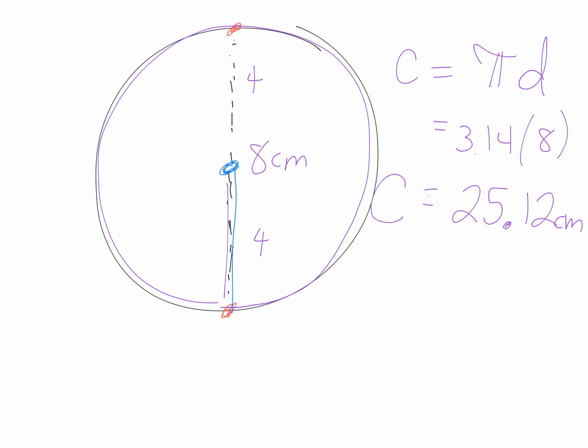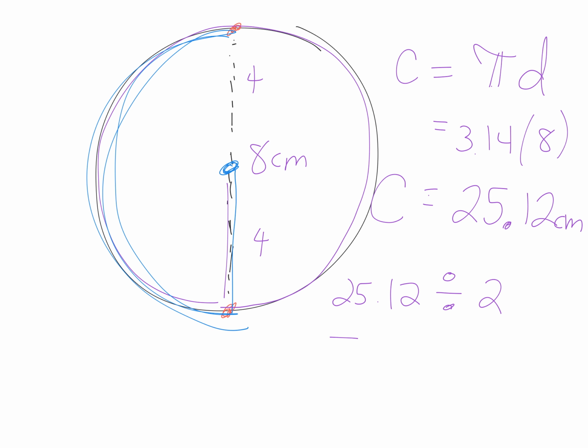But in the diagram, they only included half. How do you find half of something? Divided by 2. So 25.12 divided by 2 is 12.56. Okay, so let's go back to our diagram. You guys should be labeling this on your paper.